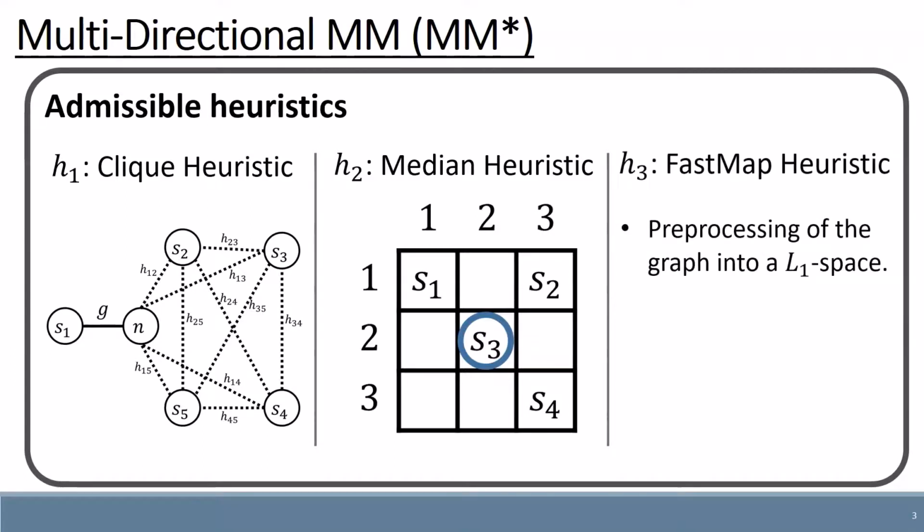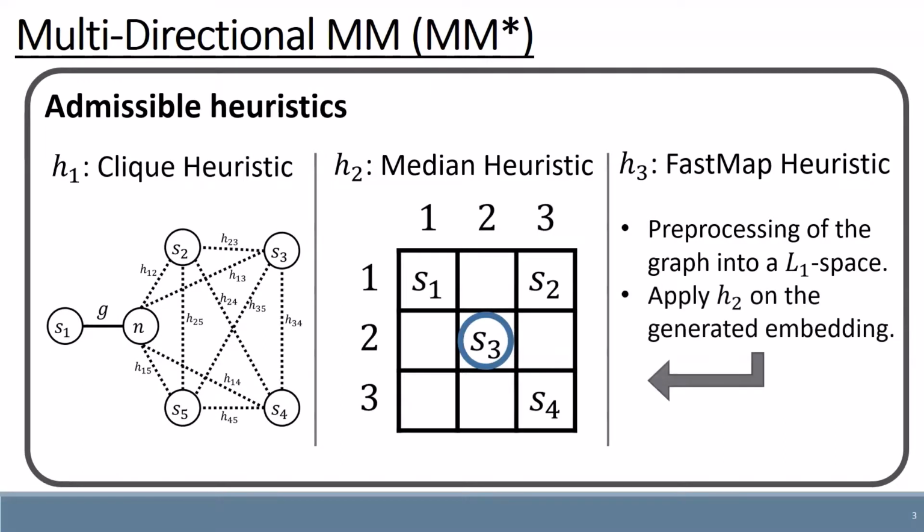H3, the FastMap heuristic, embeds the locations of the graph into an L1 space. Then, it applies H2 on the generated embedding. We proved formally that each of these heuristic functions is admissible, and that, given an admissible heuristic, MM* is guaranteed to return the optimal meeting location.